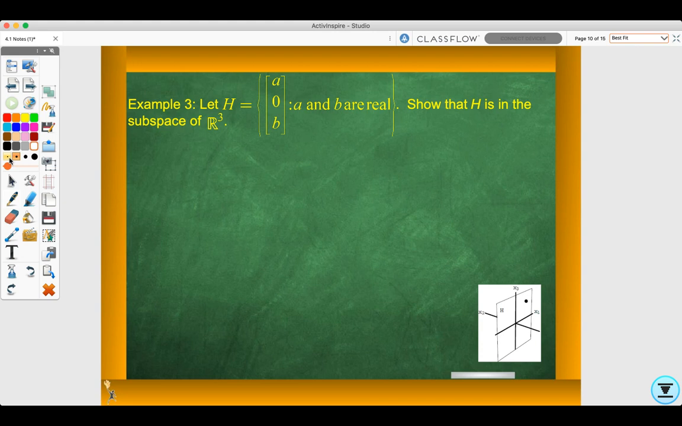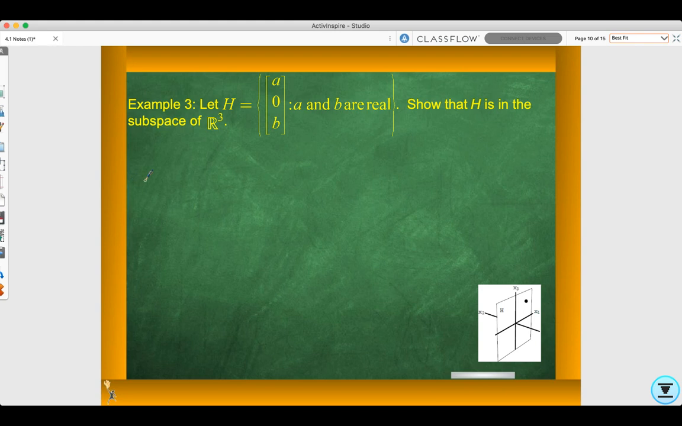Let H be {(a, 0, b)}, where a and b are real. Show that H is a subspace of R3. So using A, B, and C, we have to show that they're true. So A, the 0 vector, is in H. We're letting a equal 0 and b equal 0.